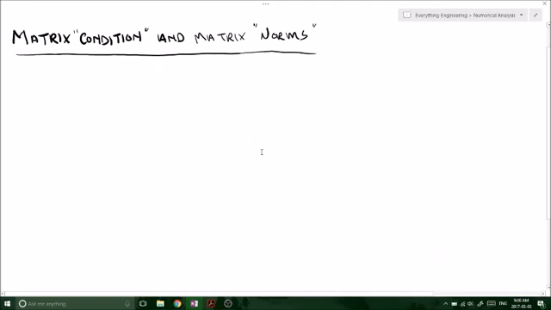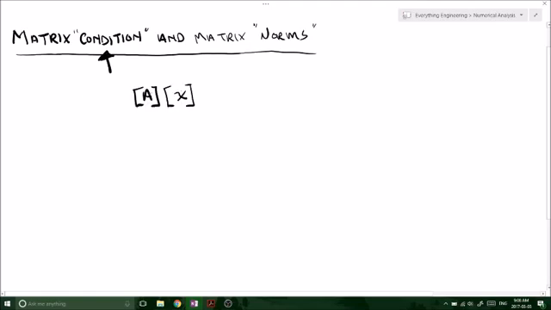Today we are doing some numerical methods analysis, and we're going to be looking at some terms that are used in the course. You might not know what they are, so we're just going to look at matrix condition and matrix norms. First we're going to learn what it means to say the matrix condition, or what the condition number is, whether it is ill-conditioned or well-conditioned.